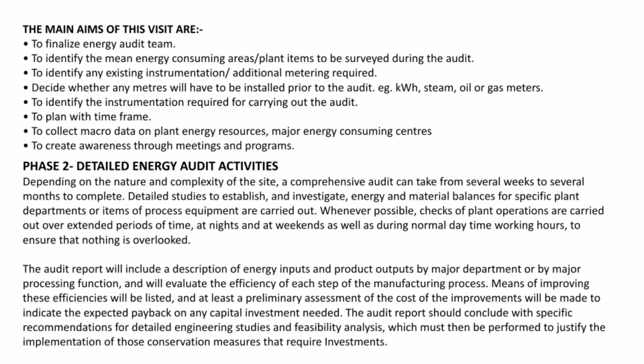Next para is the audit report will include a description of energy inputs and product outputs by major departments or by the major processing function, and will evaluate the efficiency of each step of the manufacturing process. Means of improving these efficiencies will be listed, and at least a preliminary assessment of cost of the improvements will be made to indicate the expected payback on any capital investment needed. The audit report should conclude with specific recommendation for detailed engineering studies and feasibility analysis, which must then be performed to justify the implementation of those conservation measures that require investments.